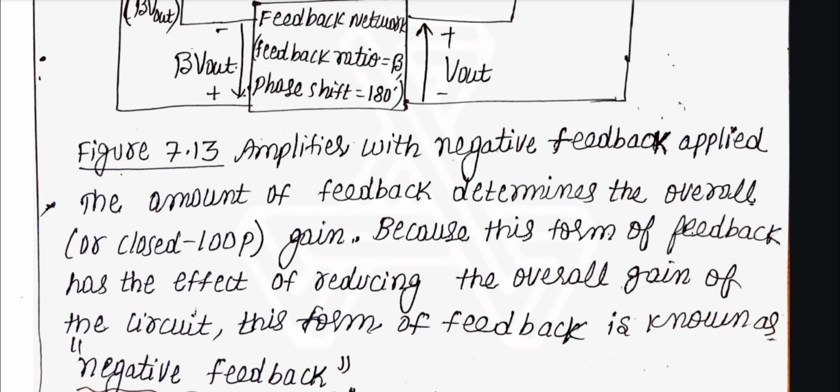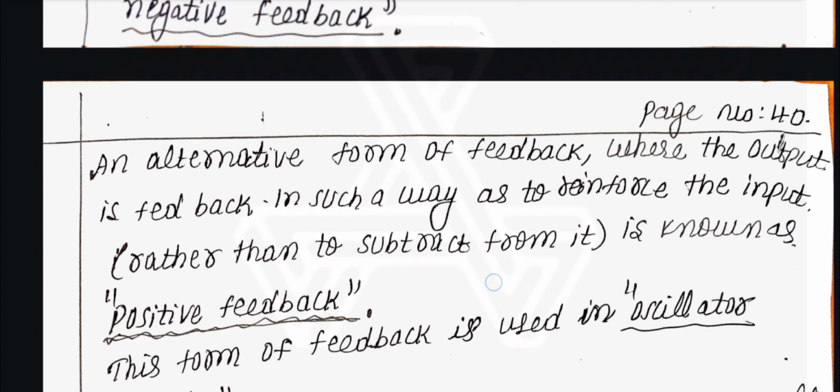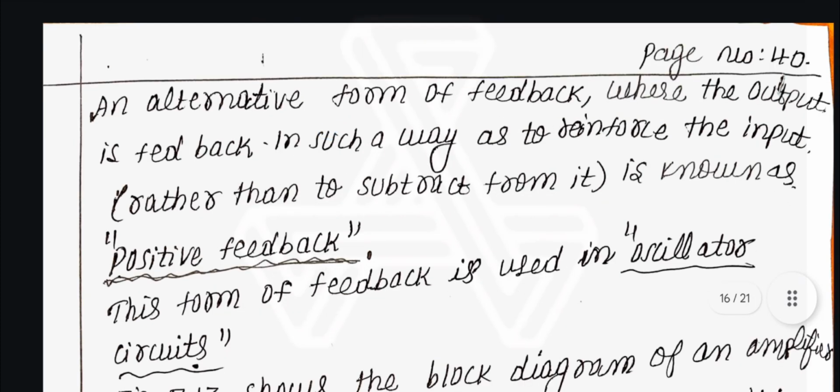Because this form of feedback has the effect of reducing the overall gain of the circuit, it is known as negative feedback. An alternative form of feedback, where the output is fed back in such a way as to reinforce the input rather than to subtract from it, is known as positive feedback. This form of feedback is used in oscillator circuits.